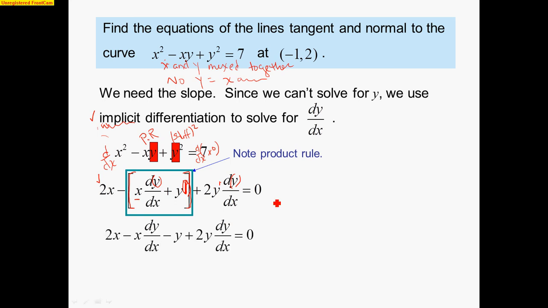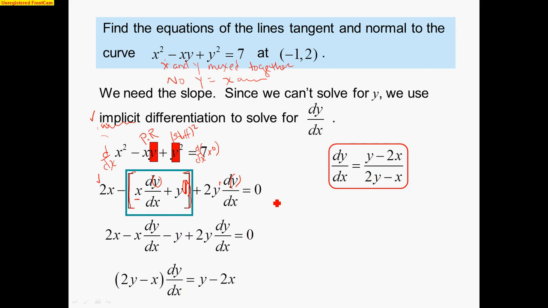I distributed my negative sign. I'm going to get my dy dx's on one side and my other crap on the other side. Then I'm going to factor the dy dx out, and then I'm going to divide. The derivative of y with respect to x involves both coordinates. The slopes on this curve, which is not a function, depend on both the y and the x coordinates.